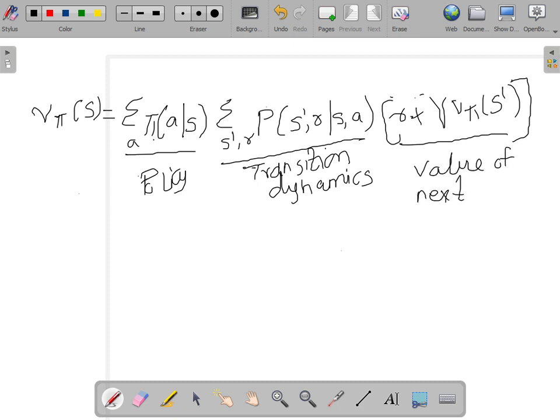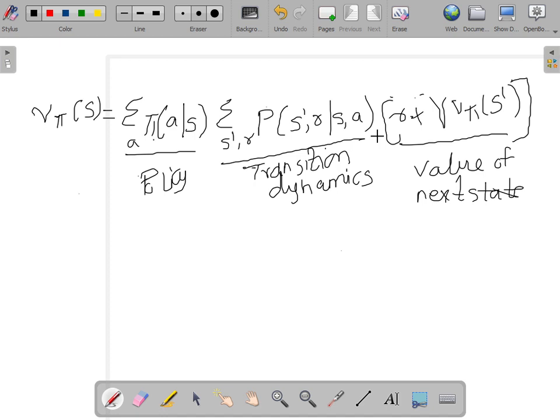That's why you are taking R plus, because reward value will also be taken in this one. So in all of these three parts, if you combine this, then this equation is called the Bellman equation. So this is how the Bellman equation has been derived here.